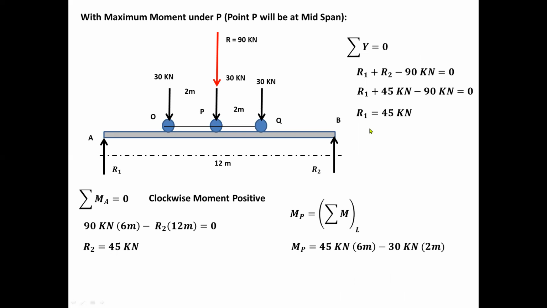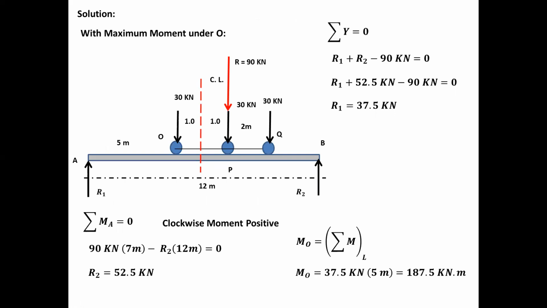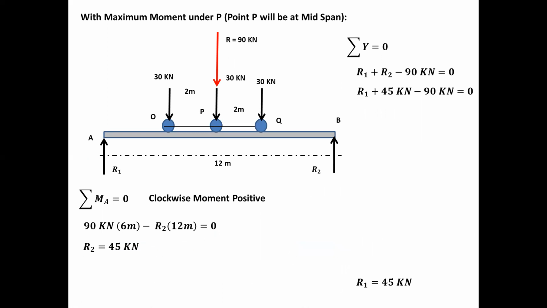Ang ating R sub 1, imumultiply natin ng 6 meters. And then 30 kilonewton before the resultant na nasa point O, multiply naman natin ng 2 meters. MP is equal to 210 kilonewton. So ano ba ang ating MO kanina? Paki-remind lang natin, paki-recall. 187.5. So mas mataas ang MP.